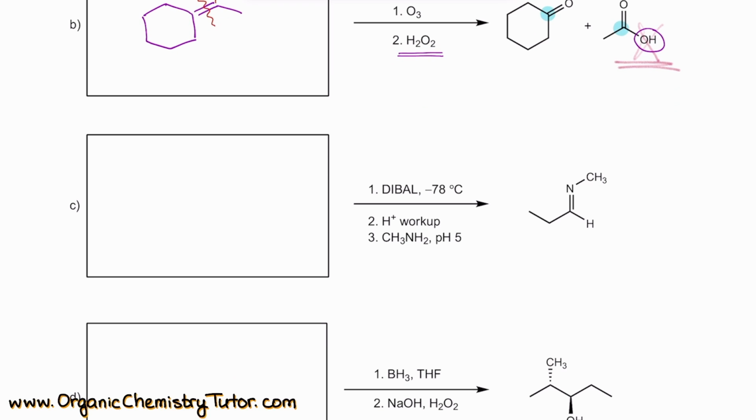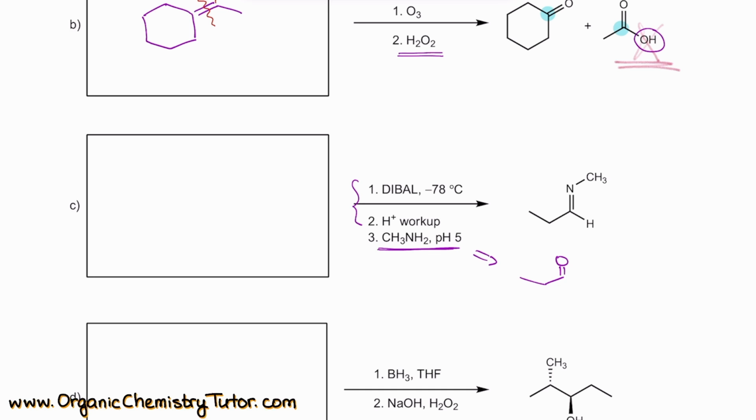Alright, so the next reaction that we have over here, we have the imine as our product, and I have quite a few different steps over here. The very last step that I have here, the reaction with the CH3NH2, with the methylamine at pH 5, is the formation of the imine, which means that the predecessor here used to be an aldehyde that looked like this, and I've made that aldehyde via the reaction with the DIBAL and the acidic workup.